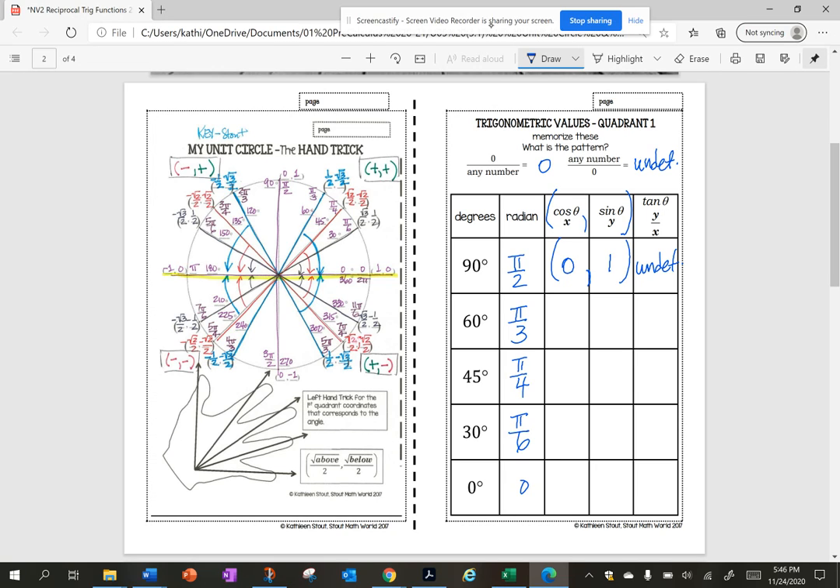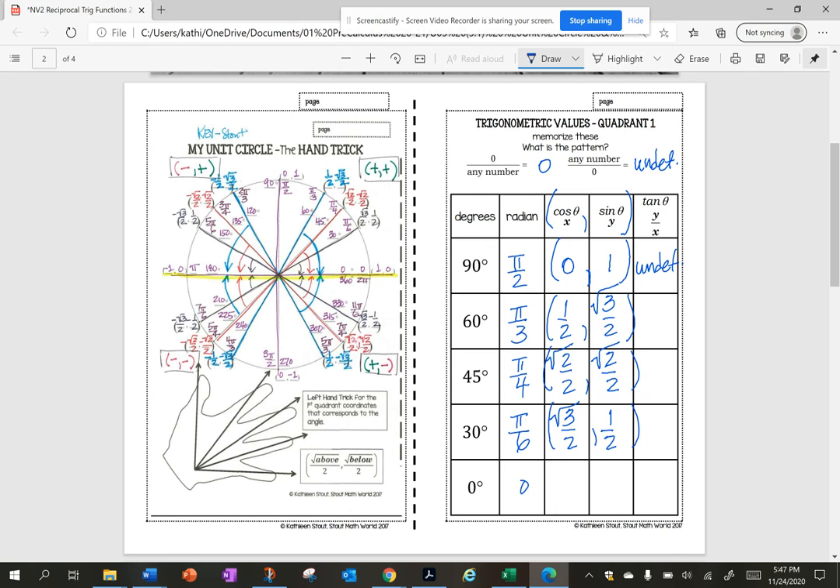So for 60, 45, and 30, how I fill these in is I write 1, 2, 3. I go back and put 1, 2, 3. Everything is over 2. And then I'm going to take the square root of the numerators. The square root of 1 is 1, so I don't need that. So just on the 2's and the 3's, I need square roots. So poof, I got all these. So these are the coordinates for the first quadrant.